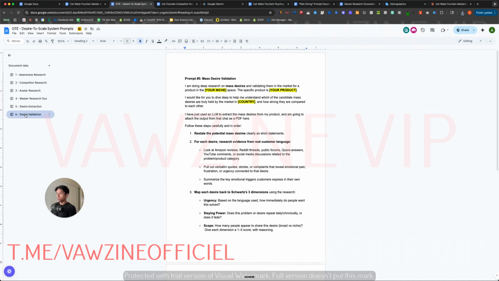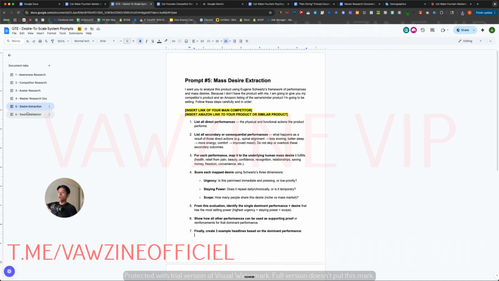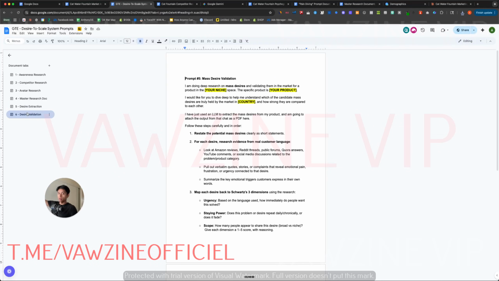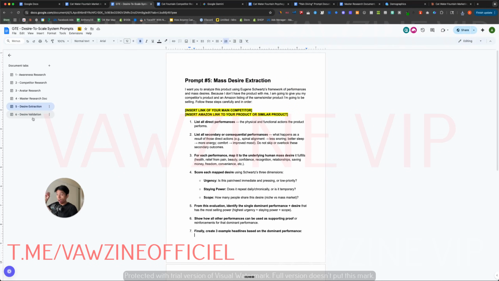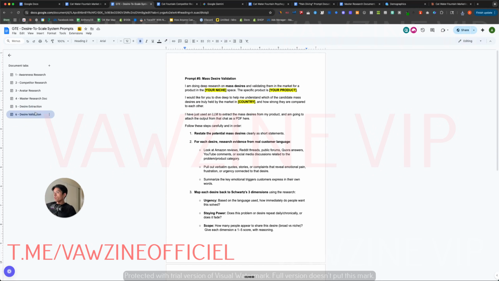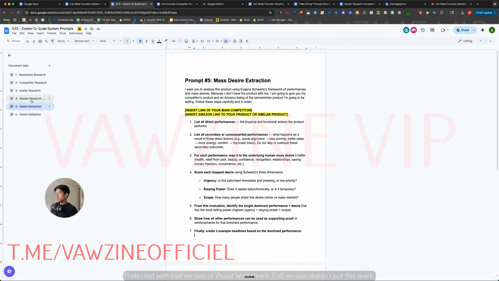In desire validation, it's basically taking all of the desires that we've just found in this prompt and searching the internet to make sure that these desires are actually things that people want in the market. So once we have all this information, we're going to create a Claude project that we will use indefinitely to write copy. At this stage, let's make sure you have all these documents saved. You should have the awareness, competitor, avatar, and master document. Keep those on your desktop for now. Let's move on to desire extraction.